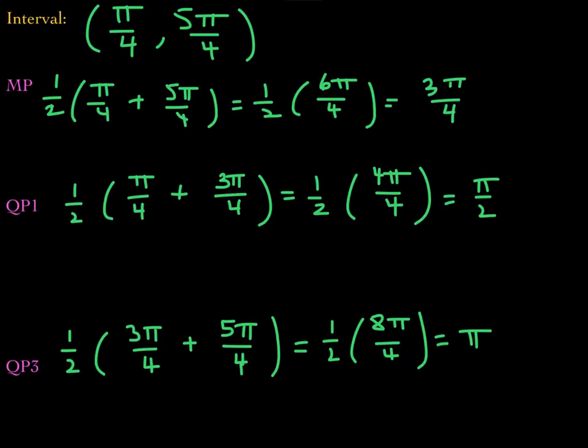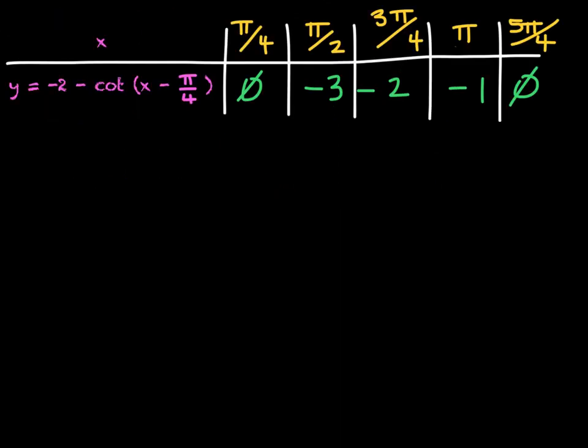All right, we found our midpoint to be 3 pi over 4, our first quarter point pi over 2, and our third quarter point pi. We went ahead and plugged in these values, and we got negative 3, negative 2, and negative 1. All right. So let's go ahead and plot these and see what the curve looks like.